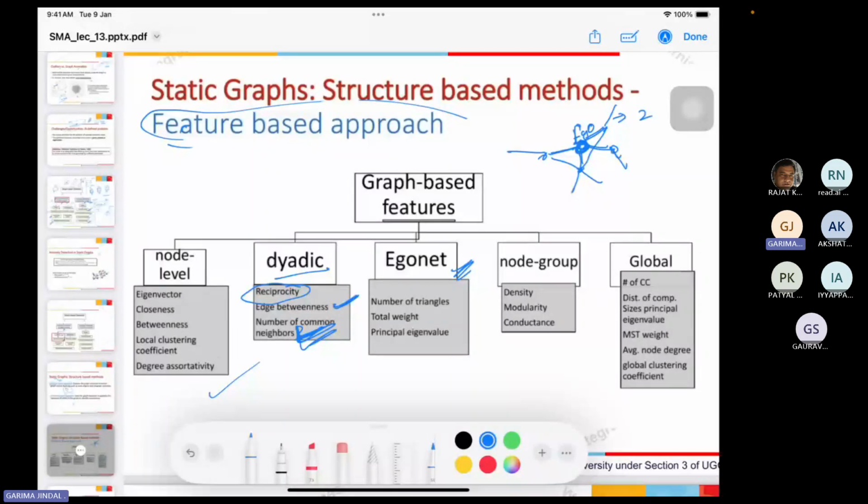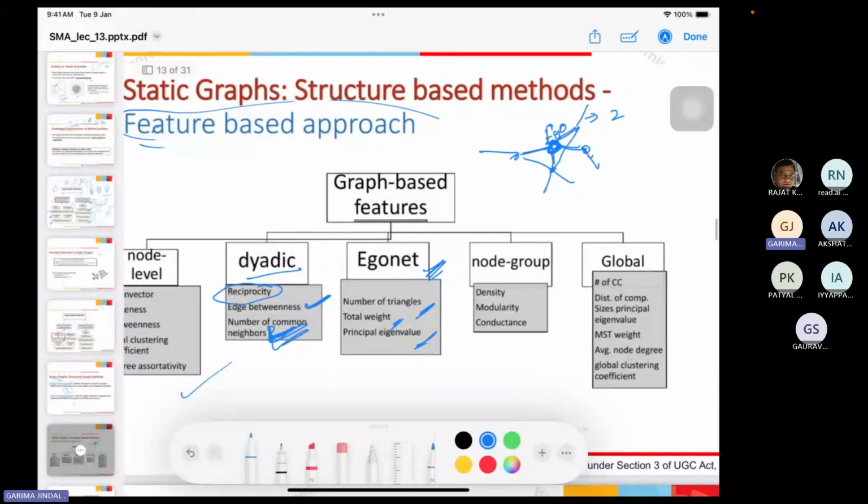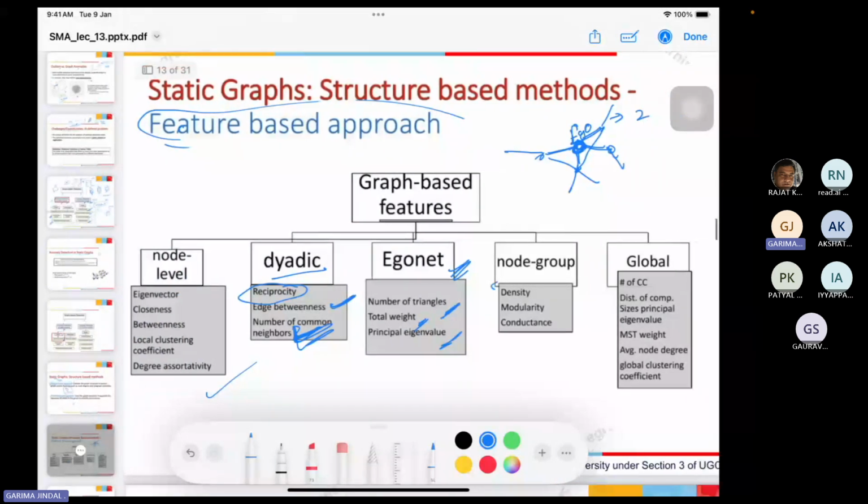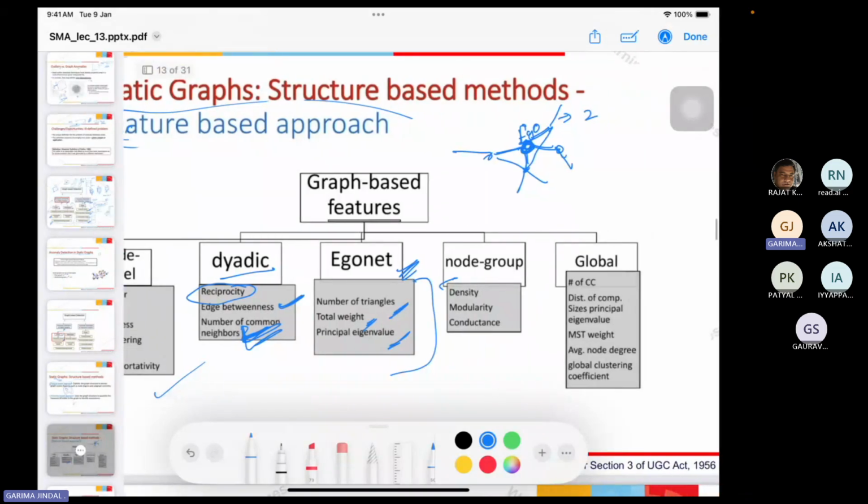Okay, so you are considering this node, its neighbors, and the neighbors of neighbors and so on. This is called an ego network. In the ego network, you might want to identify the principal eigenvalue, the total weight, the number of triangles, or the clustering coefficient of that particular community. Using those values, again, we can identify the anomalous behavior.